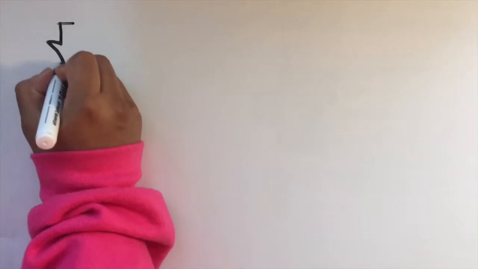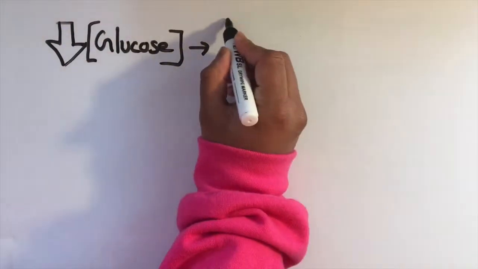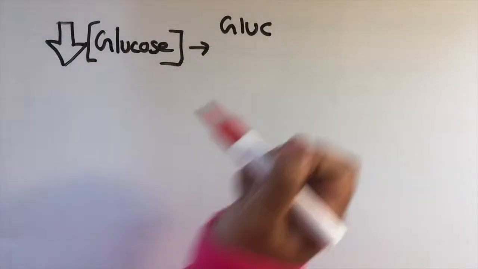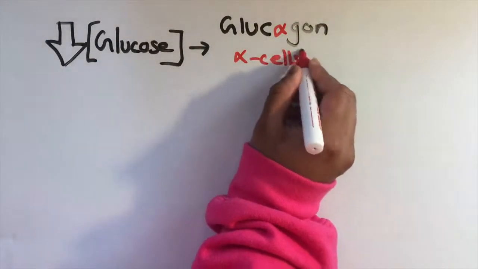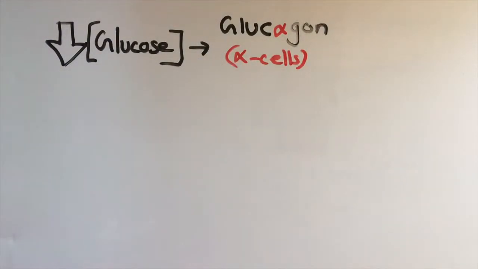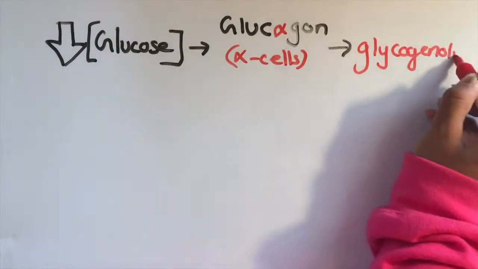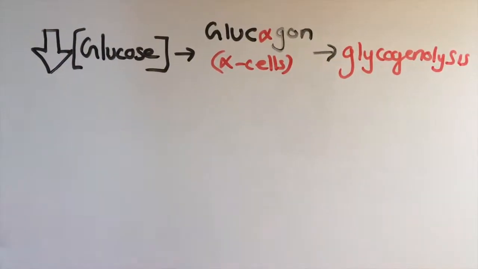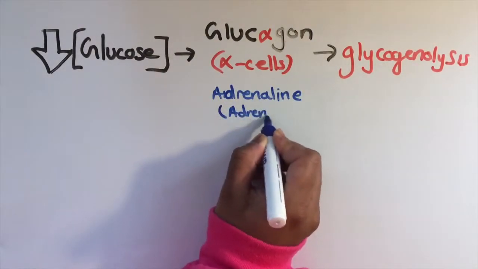So let's look at these in more detail. If there is a decrease in glucose, our alpha cells in our pancreas detect this and release glucagon, and this therefore enables glycogenolysis to occur. This therefore increases glucose concentration in our body. This process is also known as the negative feedback mechanism.